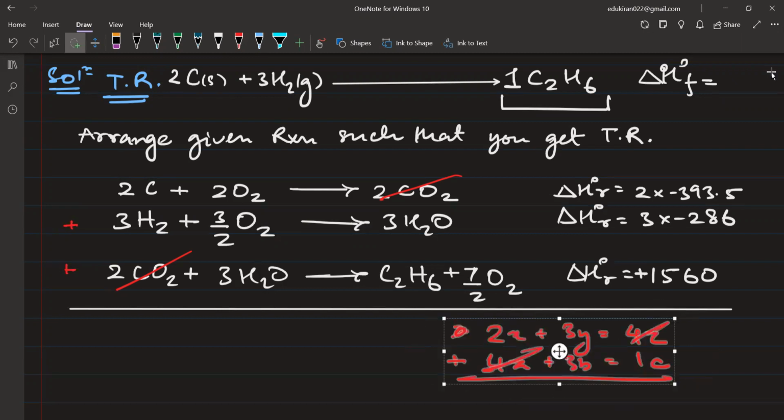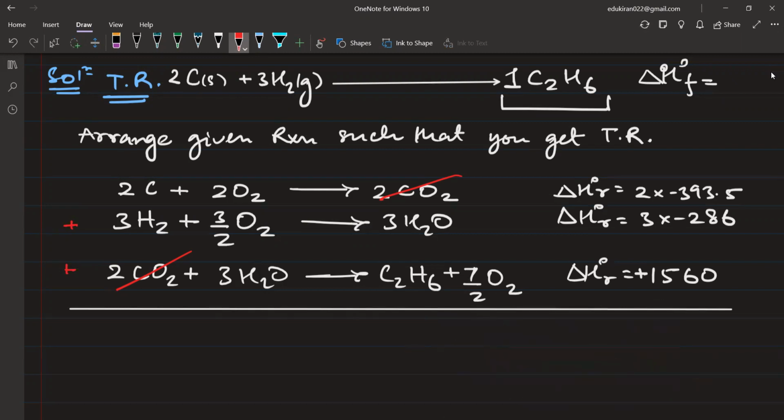Okay, so carbon dioxide will be cancelled. What else can be cancelled? Water cancel कर सकते हैं? हाँ है ना? Water cancel हो गया? Yes, sir.